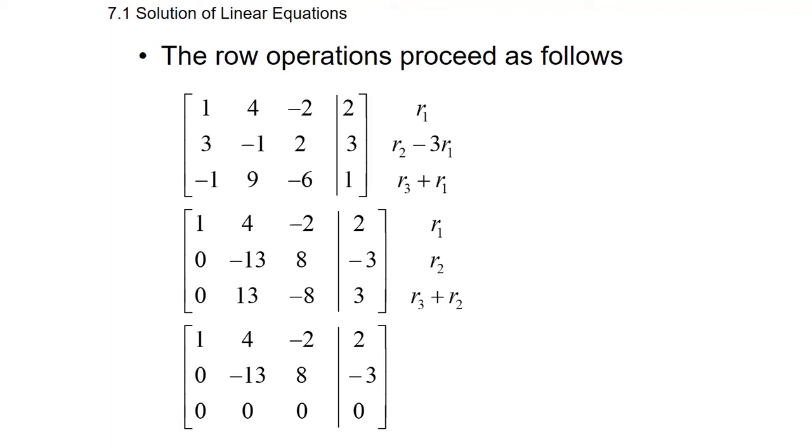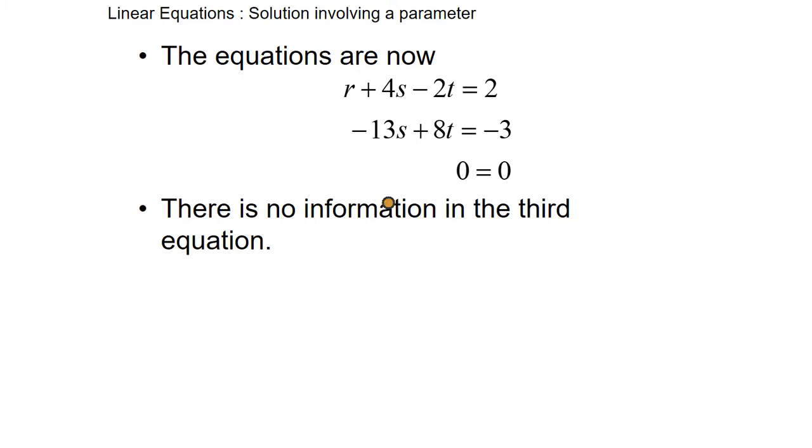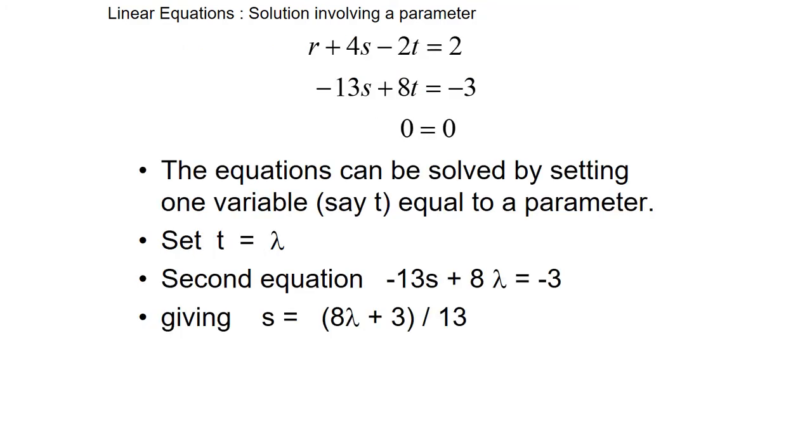So when we look at what this now represents in terms of our equations, r plus 4s minus 2t is 2, one of our original equations. Minus 13s plus 8t is minus 3. The third equation simply says that 0 is equal to 0. There's no information here. We can proceed towards a solution because actually this 0 equals 0, the lack of information, also represents the lack of a restriction there.